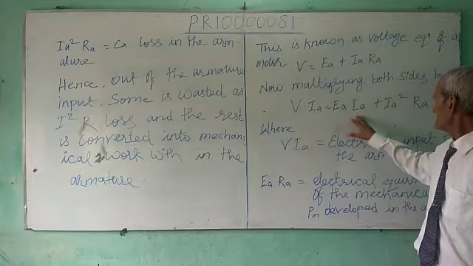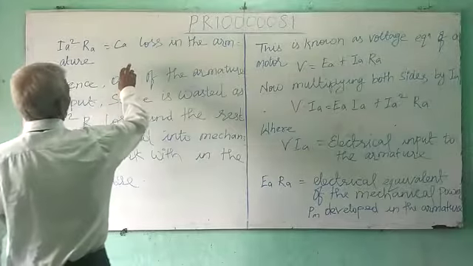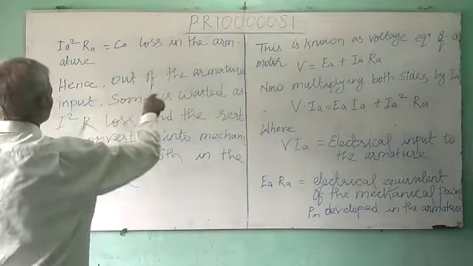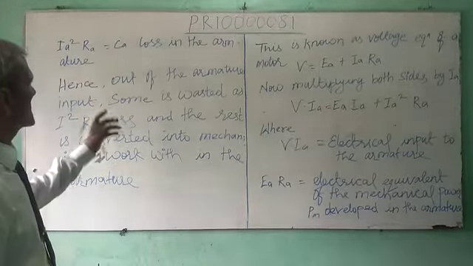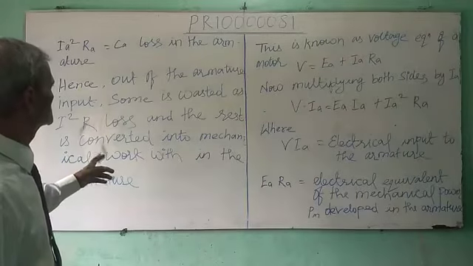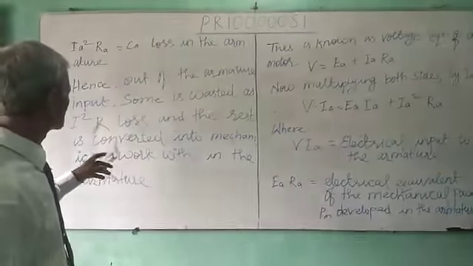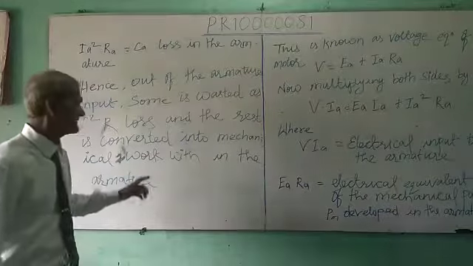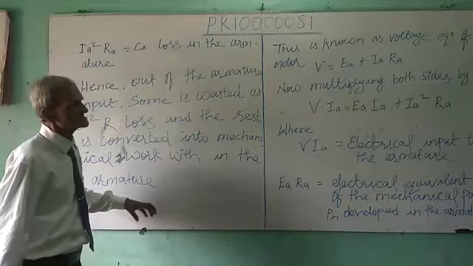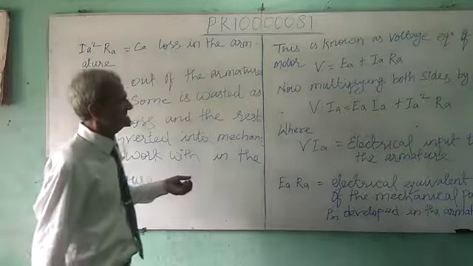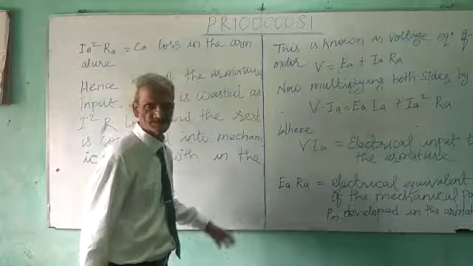This equation means IA² RA is the copper loss in the armature. Hence, out of the armature input, some is wasted as I²R loss, and the rest is converted into mechanical work within the armature. In this way, the DC motor works, and we have just derived this equation for the convenience of the student.